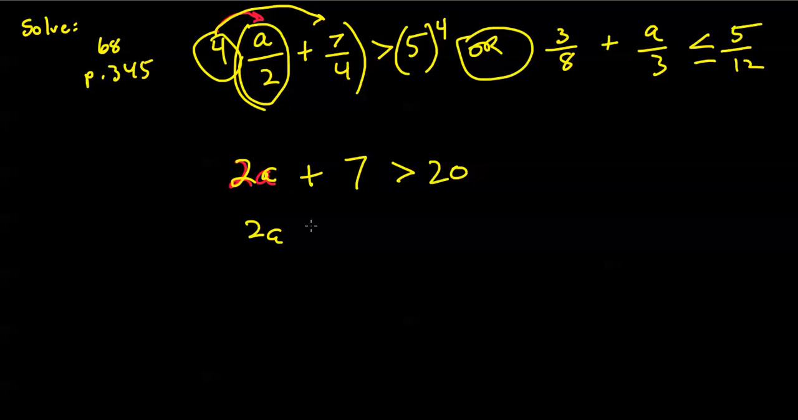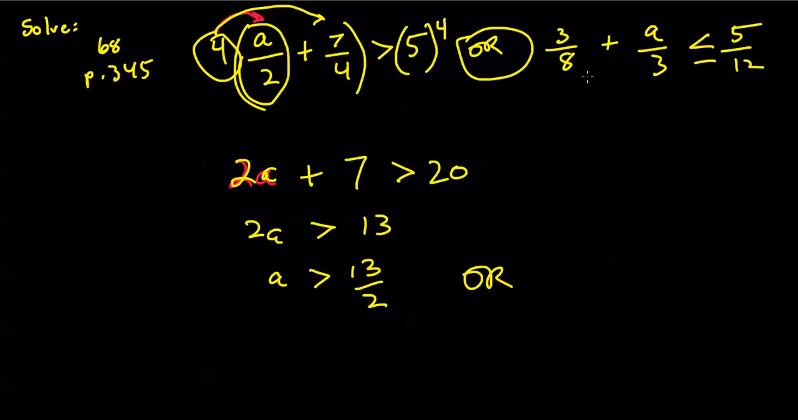So 2a is greater than 13, subtracting 7 from each piece. And a is, of course, then greater than 13/2. So that solves the left branch of this inequality or statement. And let me now work on the right branch here. Well, again, I'm going to want to multiply everything through here by the LCM of all these denominators.